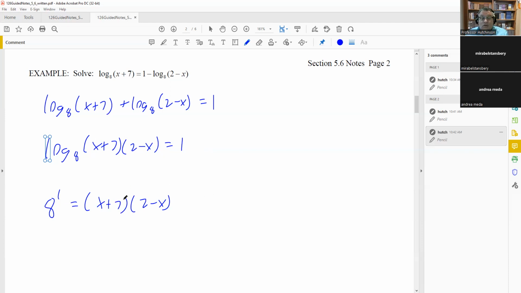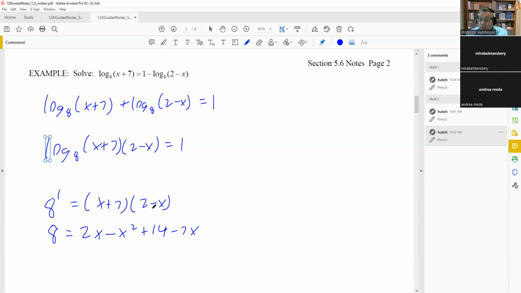In order to solve this kind of problem, be careful. You don't want to do x plus 7 equals 8 and 2 minus x equals 8. That's not going to work. That only works if you have a zero. It's the zero product principle. We don't have that here. So instead, what we're going to do is we're going to multiply this out first. So I'm going to do 8 equals, I'm going to multiply this. I'm going to get 2x, and I have minus x squared. I have plus 14, and then minus 7x. So I'm going to do all this first.